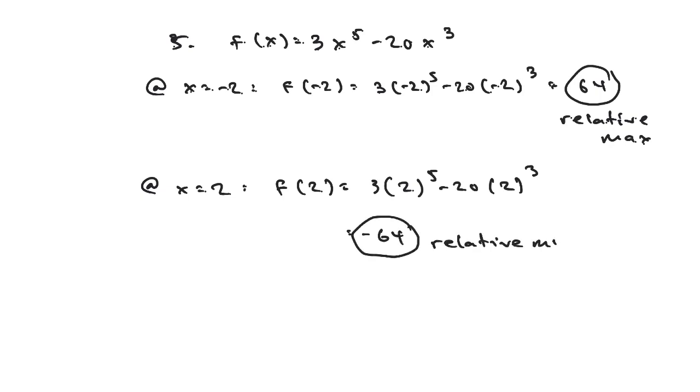So when the second derivative is equal to 0, we should check the first derivative on either side of that critical value. If it changes signs, then we'll have a relative max or min. In this case, it doesn't change signs, so there's no relative max or min there. So 64 is our relative max, and minus 64 is our relative min.